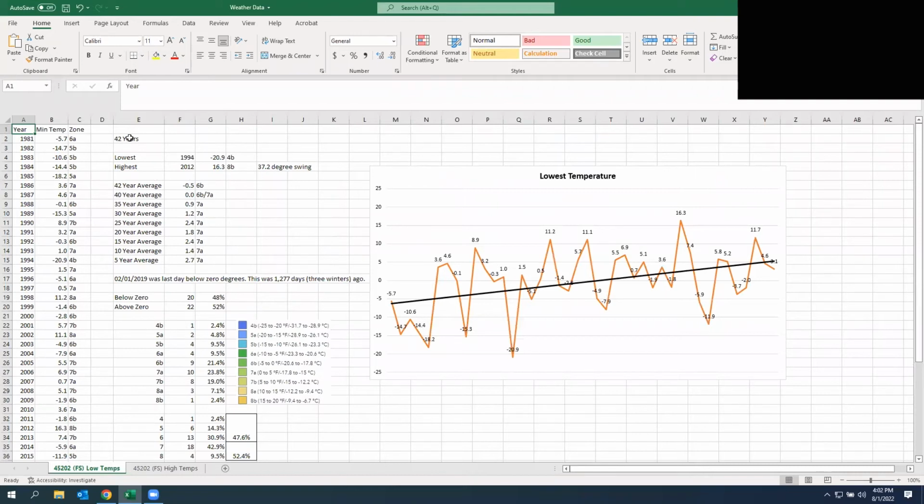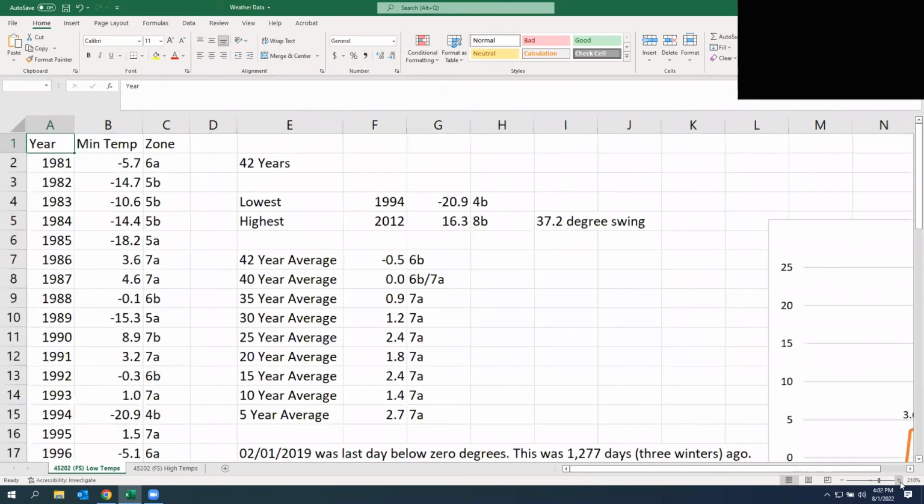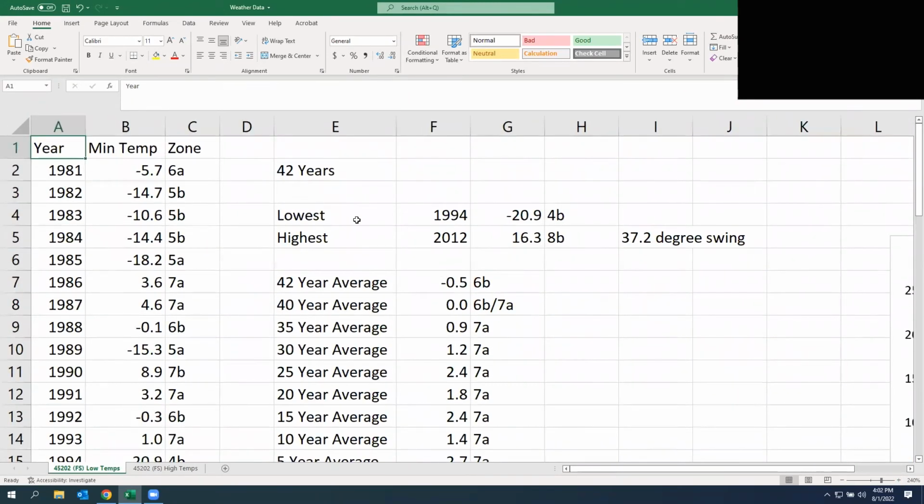And so there's 42 years involved in play here. Actually, let me scroll in here so you can see this a little bit better. So there's 42 years. The lowest temperature since 1981 is in 1994, and it was almost negative 21 degrees, which is insane. Had no idea it was that cold in 1994. That's a 4B winter, a 4B.